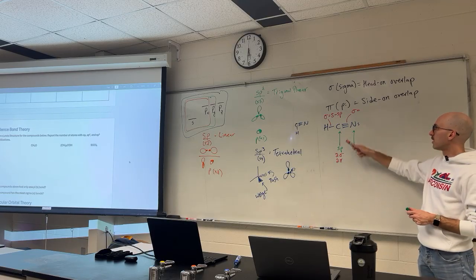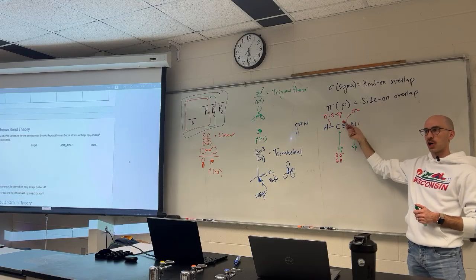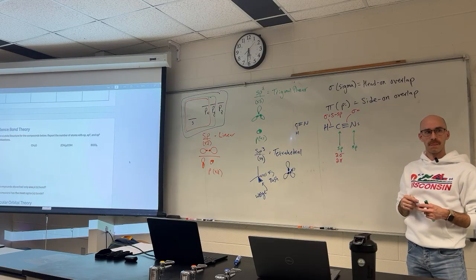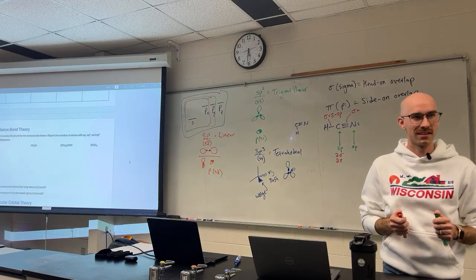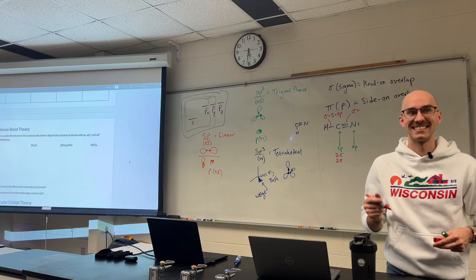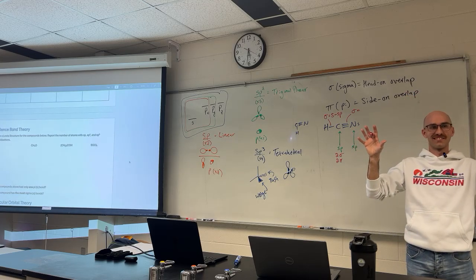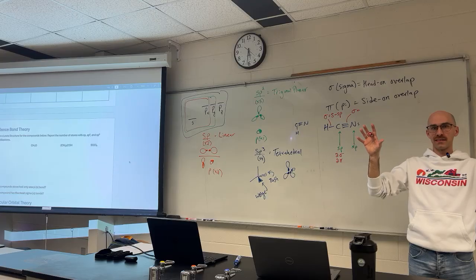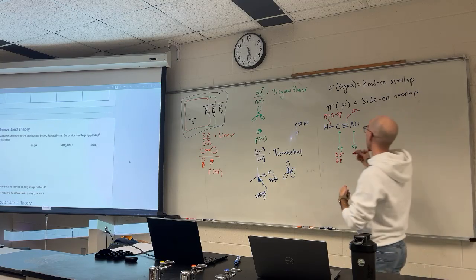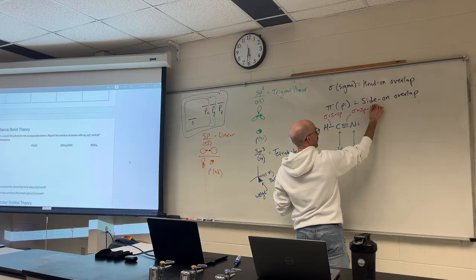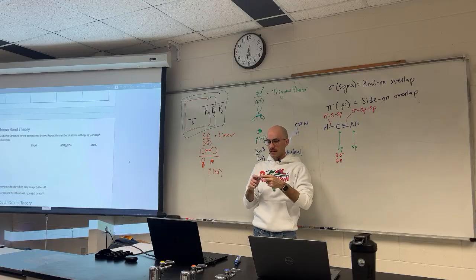So can you tell me what orbitals need to overlap to create the sigma bond between carbon and nitrogen? Is it Camilla? Tell me. Just say what you said. And? Good. Because both atoms are sp hybridized, they must have sp and sp orbitals overlapping. The sp of carbon overlaps with the sp of nitrogen.